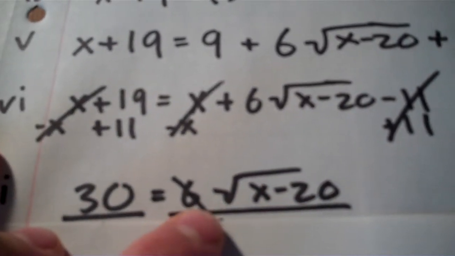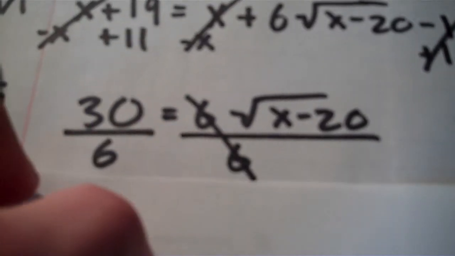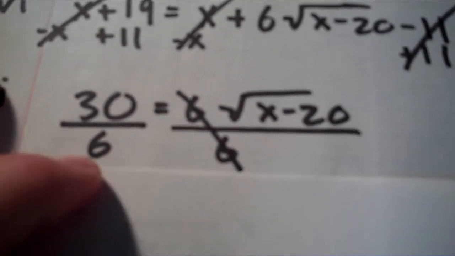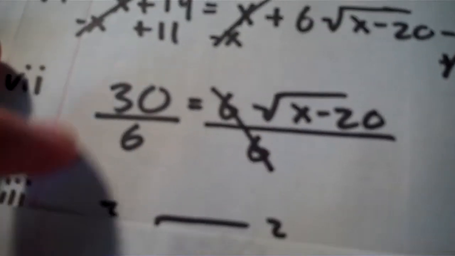And then the next step we can do here, which is like sort of a little shortcut, is we can divide both sides by 6 and cancel that out so that we'd be working with smaller numbers. So after I went ahead and did that, I ended up with 5 is equal to the square root of x minus 20.